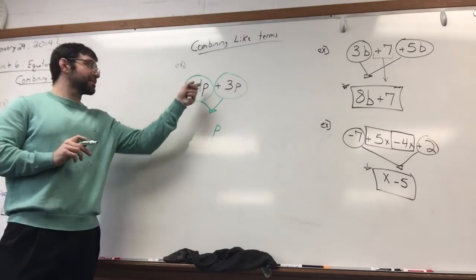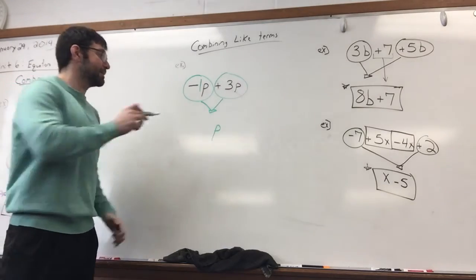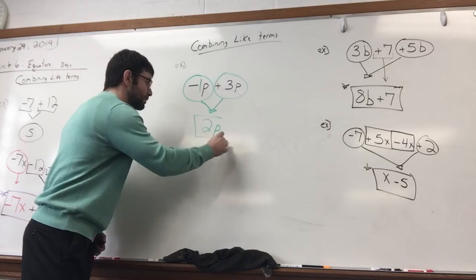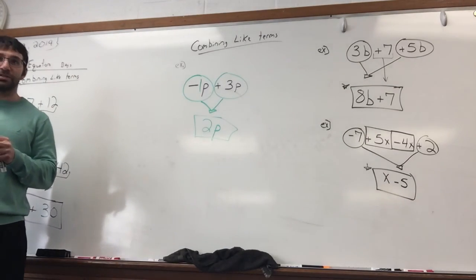Forget the signs, because they're different. Subtract, 3 minus 1 is 2. The bigger sign is the positive. That leaves me with 2 pomegranates. Questions on this?